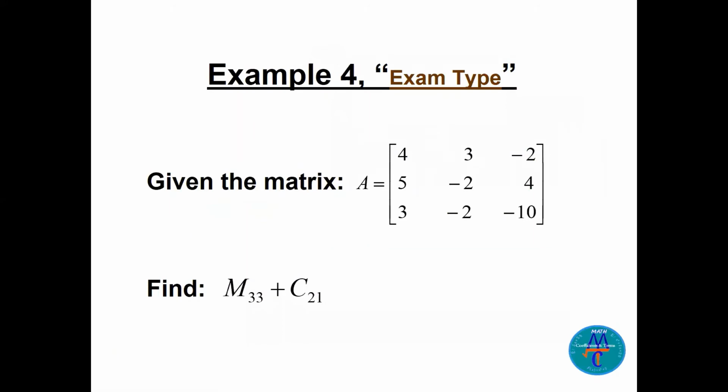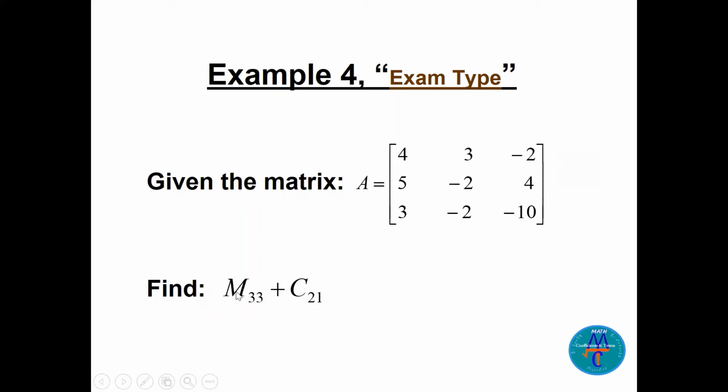Now, example 4, we have a matrix A, also 3 by 3. Let's find capital M33 plus capital C21. Can you do it, please? I think, try. This one means the minor of the element in the location 33, plus capital C21. We need the cofactor of the element in the location 21, row 2, column 1.